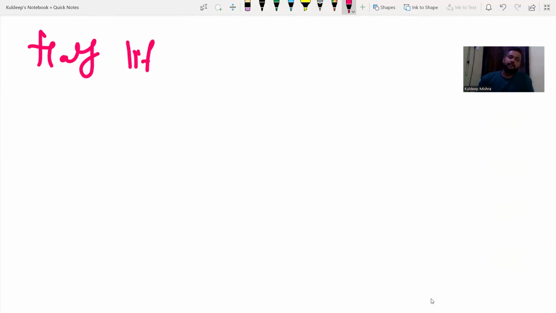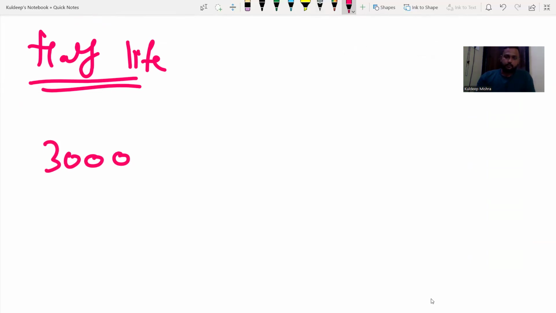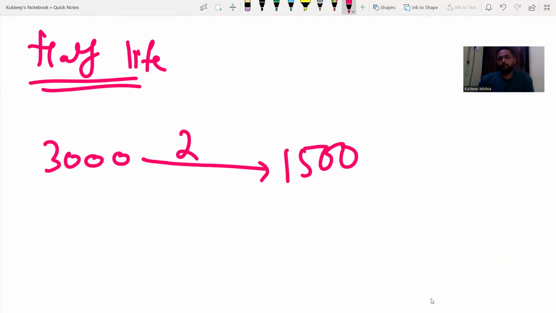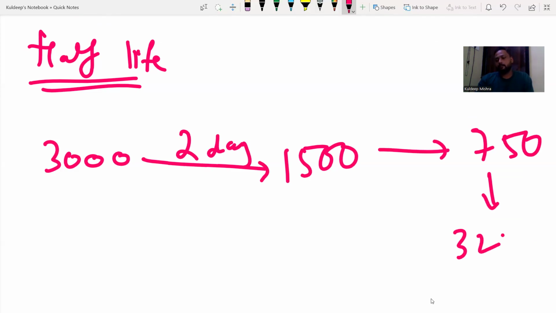Now what is half-life? If there is 300 activity, 300 is the activity of the radioactive substance. In how much time does it reduce to 150? Let us say it reduces in 2 days. Then in a further 2 days it will become 75. Further 2 days, it will become 37.5. So it will keep on decreasing by a factor of 2.